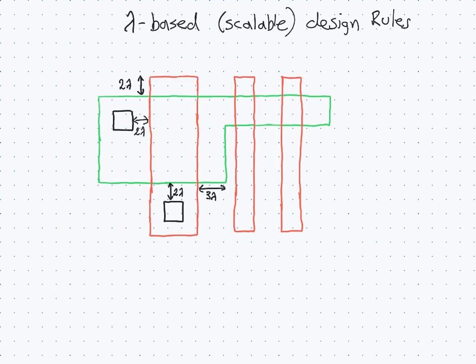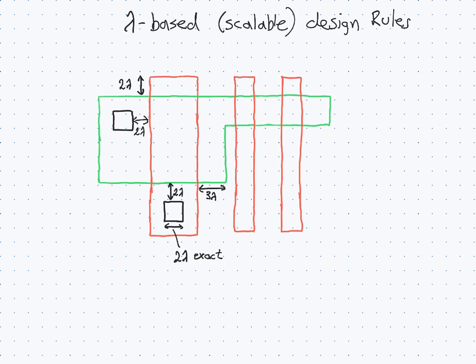The minimum contact dimension is 2 lambda, except this is not actually a minimum dimension, but the contact has to be exactly 2 lambda by 2 lambda. This is the typical rule you have for contacts, that these are not minimum but exact dimensions. But this is usually the only exception to the minimum rules.